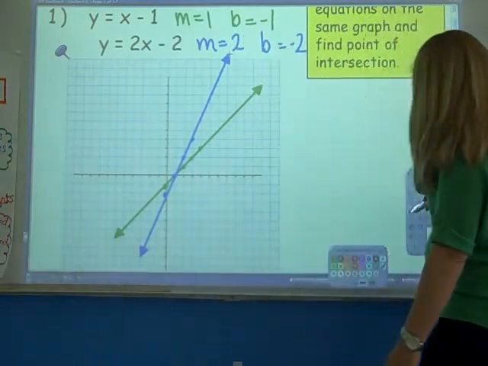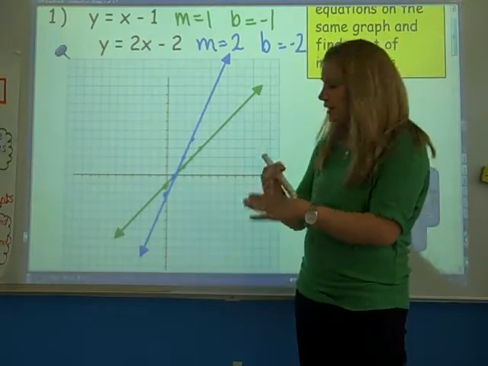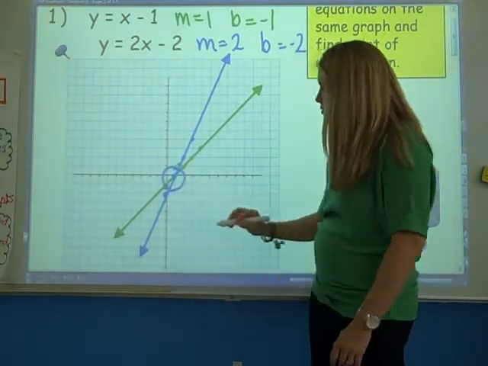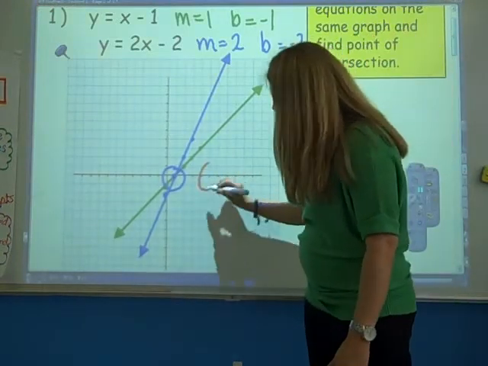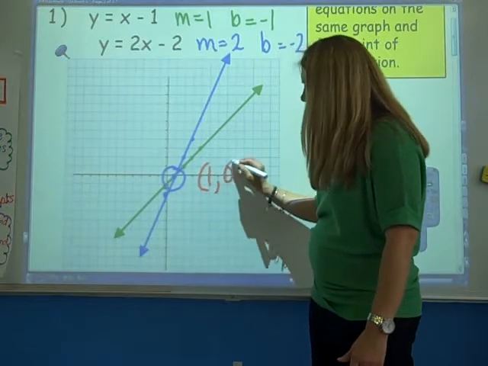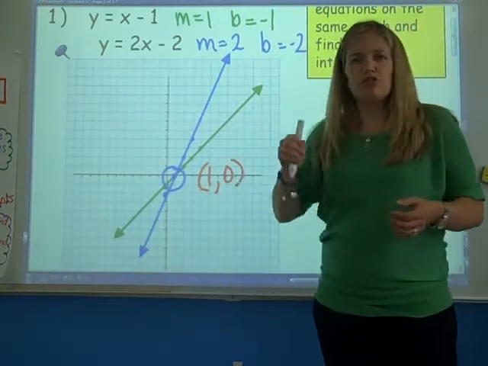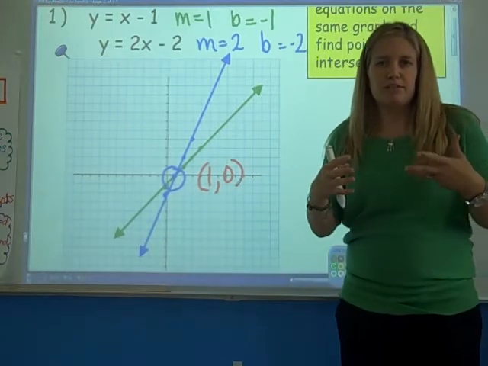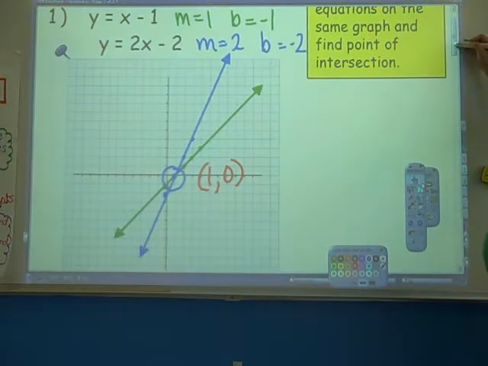Okay, the point of intersection is my solution, where they're crossing. Right here, that's where they're crossing. That ordered pair is (1, 0). That's my answer, okay? So your answer should be an ordered pair, unless we have some special cases, which we're going to do in a minute. So let's do number 2.